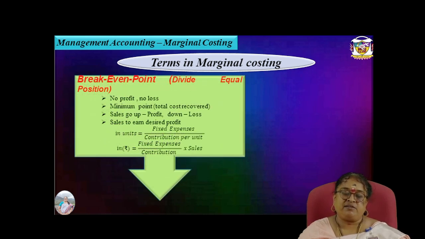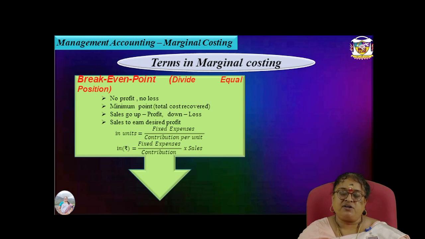Then break-even point. Break means divide, even means equal, point means position. There is no profit, no loss. Break-even point means there is no profit, no loss. The point at which there is no profit, no loss is called break-even point. This is the minimum point, that is, total costs are recovered. Then if the sales go up, there will be more profit. If the sales go down, there will be a loss.